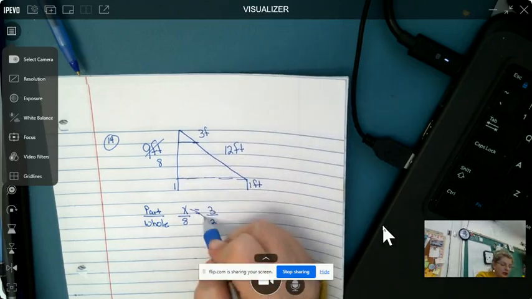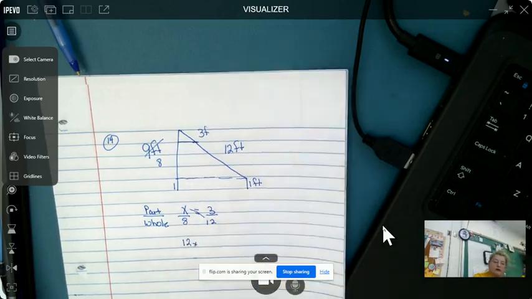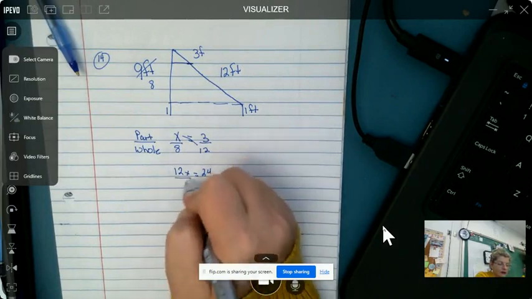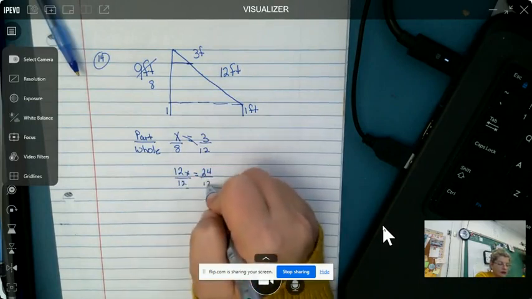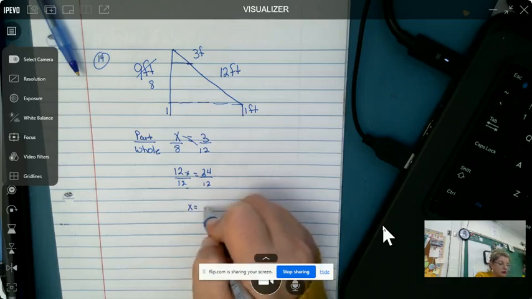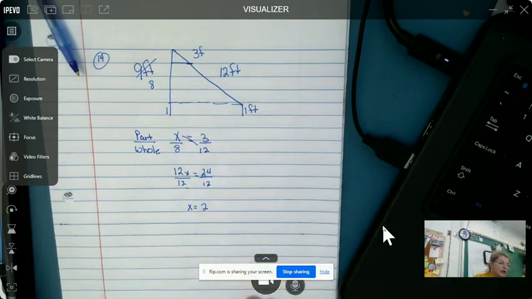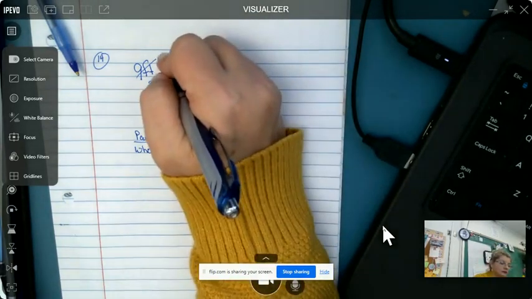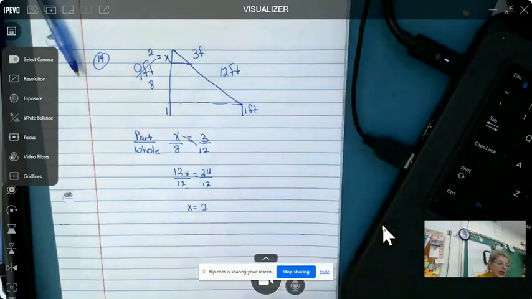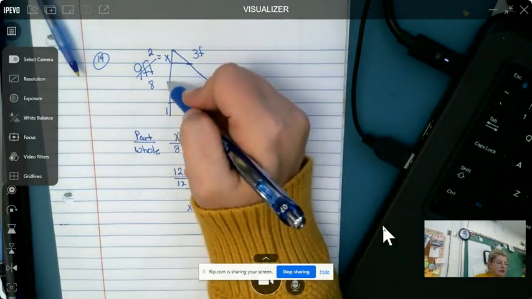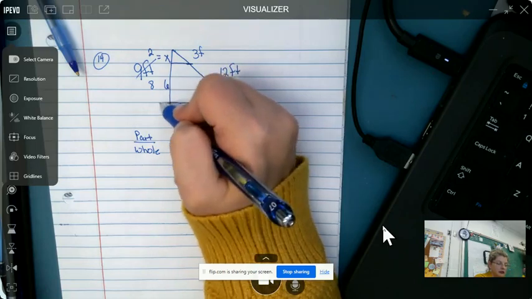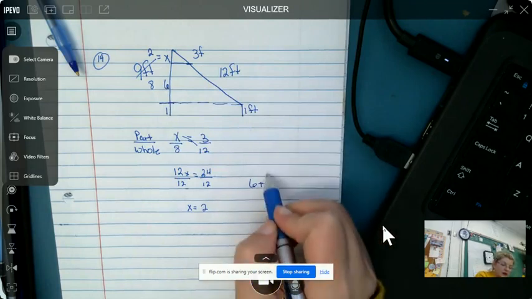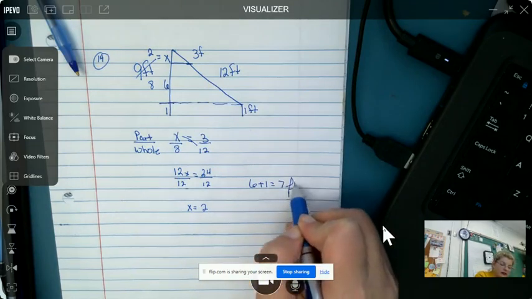Cross multiply. X times 12 is 12X. 8 times 3 is 24. Then divide both sides by 12. X is going to equal 2. Okay, so that tells us that this is 2. And that means this is 6. And that goes down to here. Plus we have this one more. So 6 plus 1, that one part that goes to the ground. So the child is 7 feet from the ground.